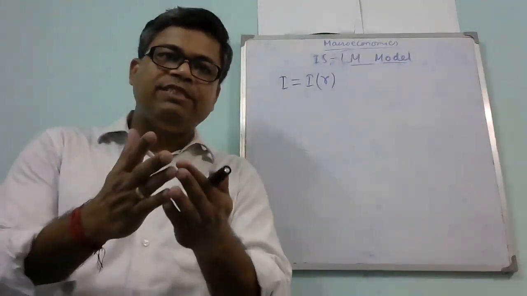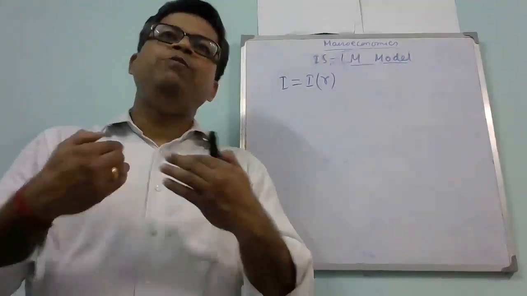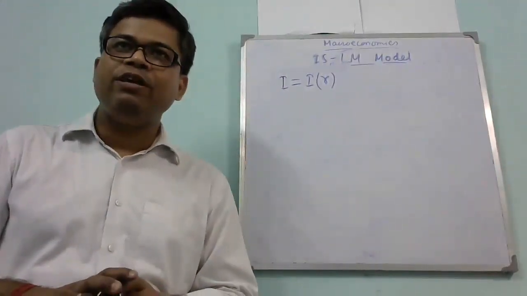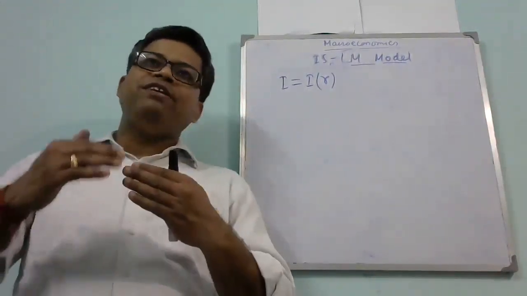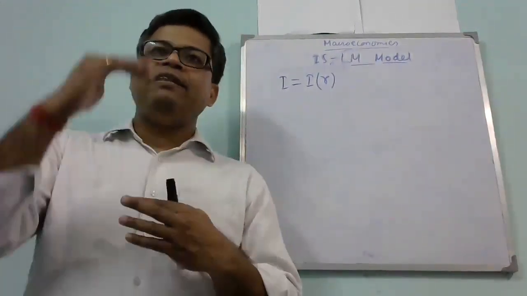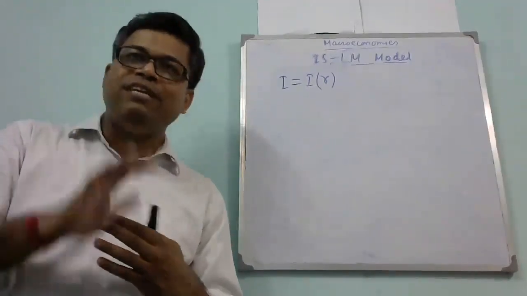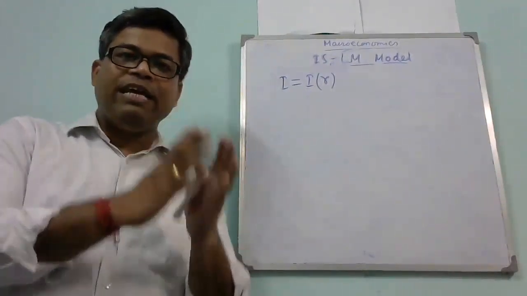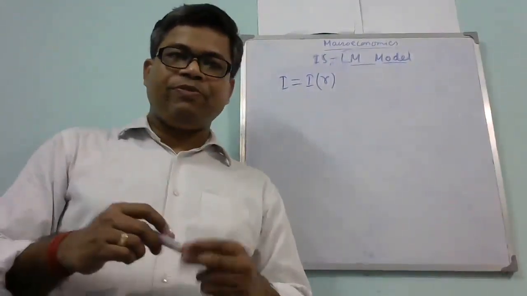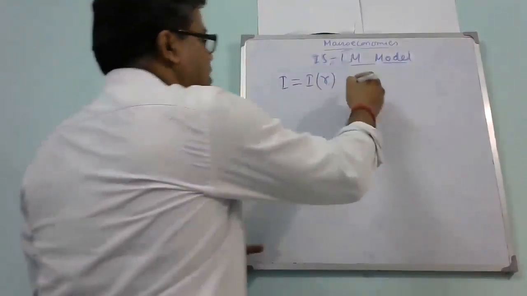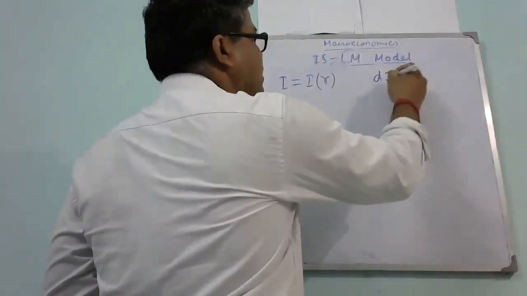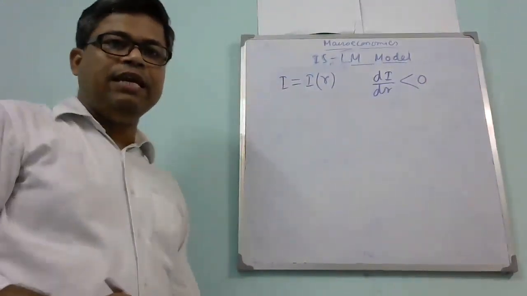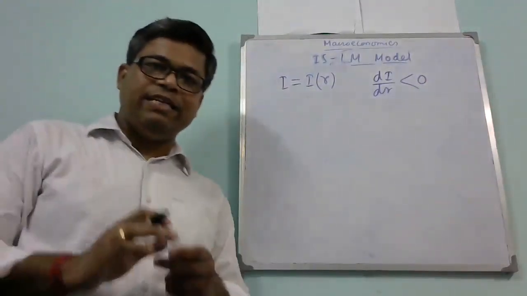Obviously, being an investor, you will be taking less amount of loan. You will be waiting that when the rate of interest falls, then you will take loans from the bank. So, when the rate of interest increases, then the rate of investment decreases. So, there is an inverse relationship between the rate of interest and investment. I can write that as dI/dr is negative.